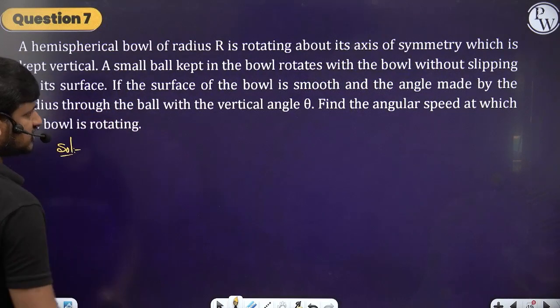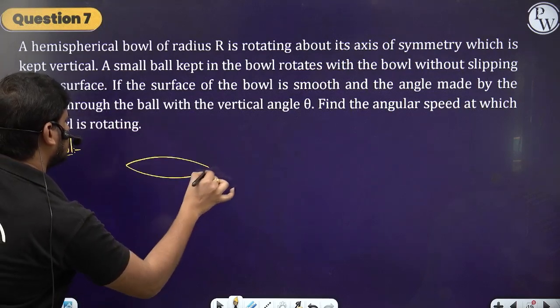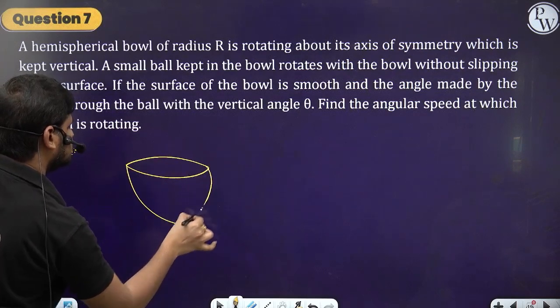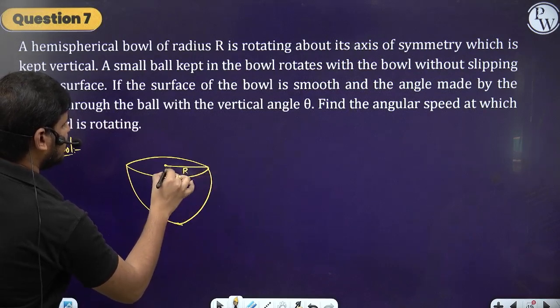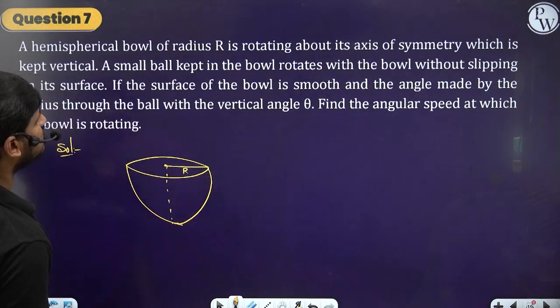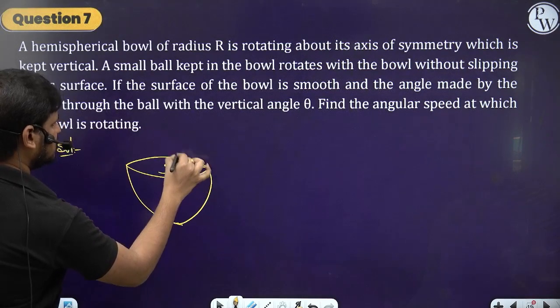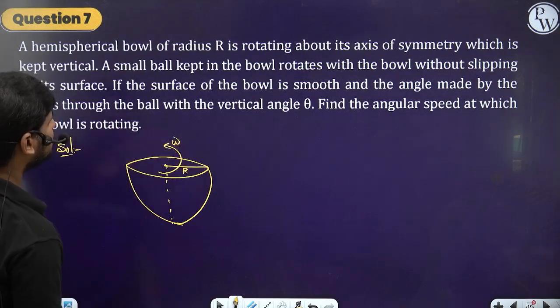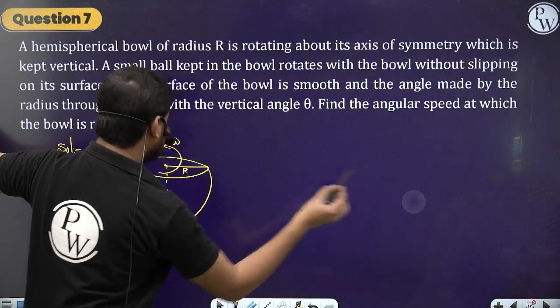Try to understand this question, guys. A hemispherical bowl of radius r is rotating about its axis of symmetry, which is kept vertical. See here, here is a hemispherical bowl. So this hemispherical bowl has a radius r, and it is rotating with some omega. A small ball is kept in the bowl and rotates with the bowl without slipping on its surface. So here there is a small ball which is placed here.